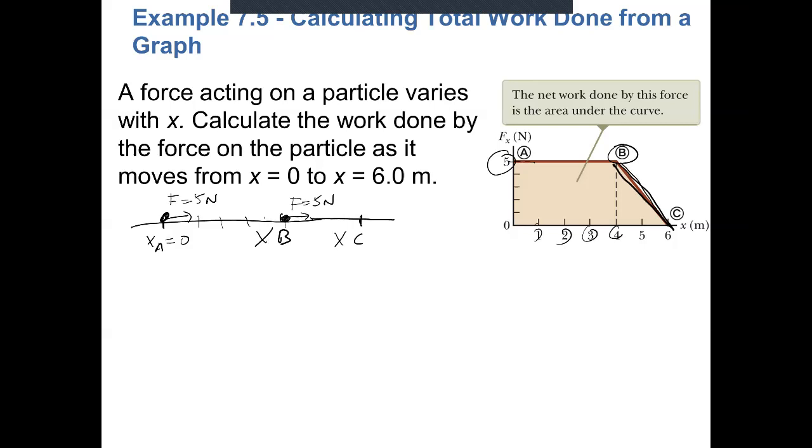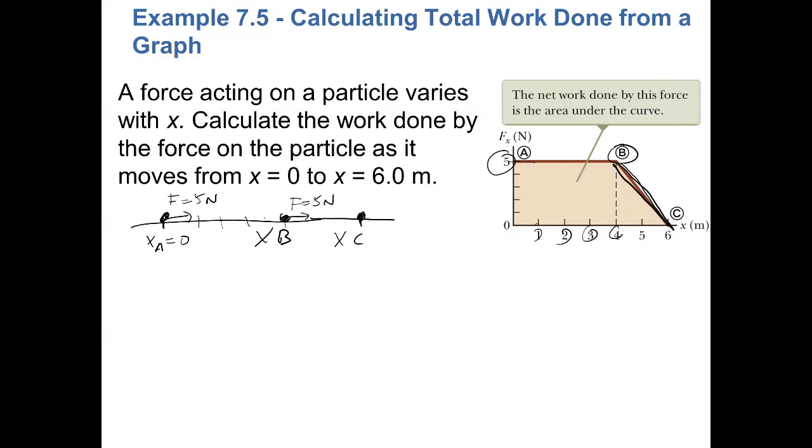And technically, when you get to point C, there is no more force. That doesn't mean you're not moving anymore. It just means you're not pushing it. You basically let go of the box. But you've been pushing the entire 6 meters. From 0 to 4 meters, it was a constant 5 newton force. From 4 meters to 6 meters, you are basically decreasing the strength of the force you're applying on the object.